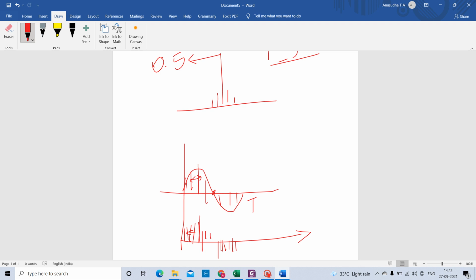The main concept is why we use the Fourier transform: in order to convert a time domain signal to the frequency domain, so that we can analyze the signal easily. That is the main concept. We will solve one problem in the next video.